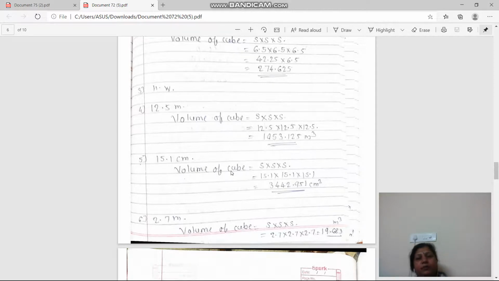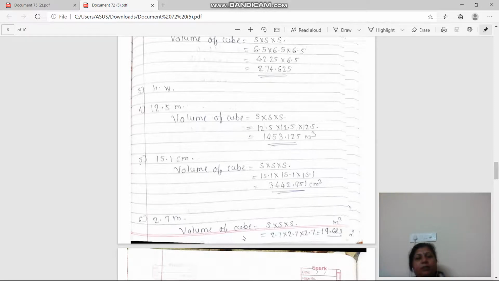Now the side is 15.1 centimeter. So volume of cube is equal to side into side into side, that is 15.1 multiplied by 15.1 multiplied by 15.1, we get 3442.951 centimeter cube.